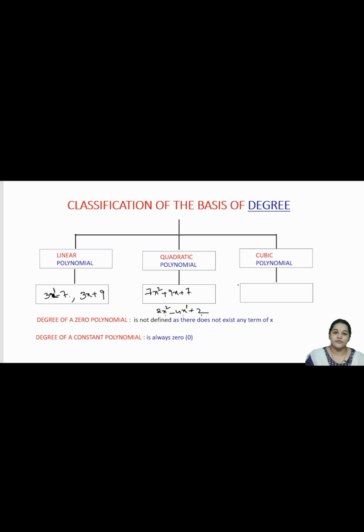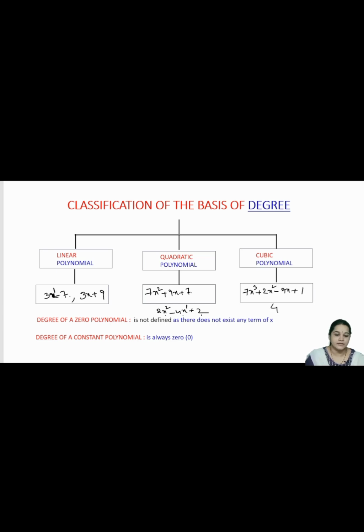A polynomial of degree 3 is called a cubic polynomial. Examples, 7x cube plus 2x square minus 9x plus 1. Here we can see that 1 is a constant, and there is an x term, x square term, and x cube term. So the highest power of this entire polynomial is 3. So the degree of this entire polynomial is 3. It is a cubic polynomial.